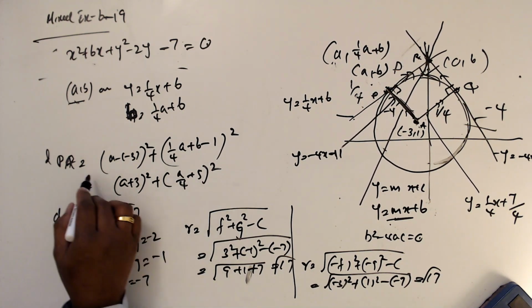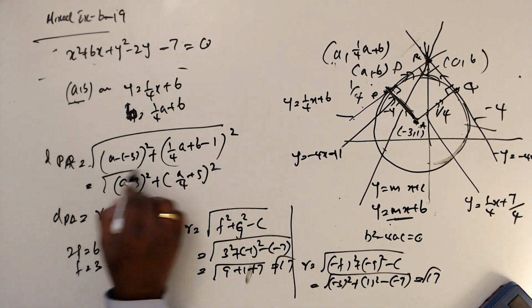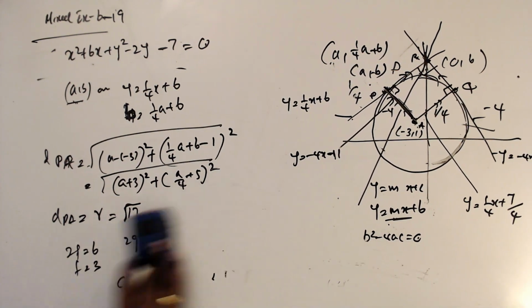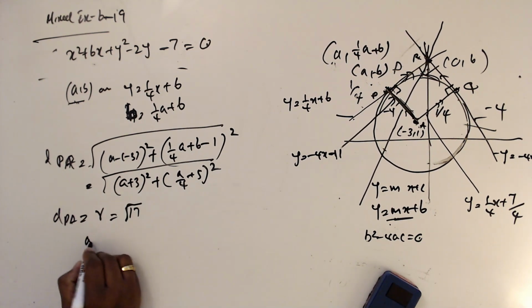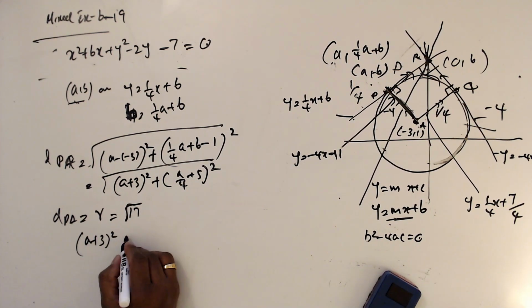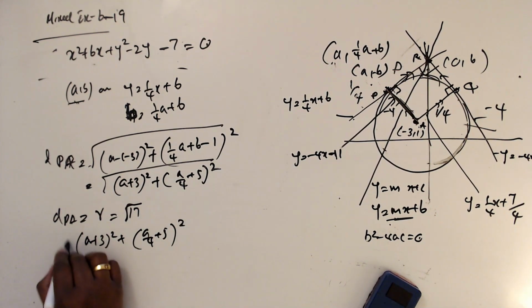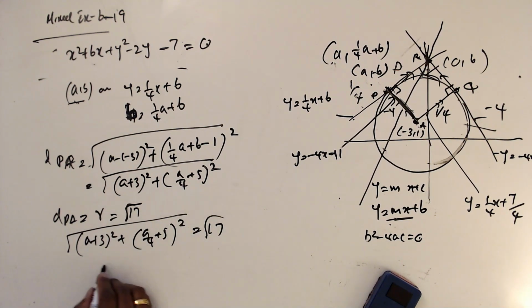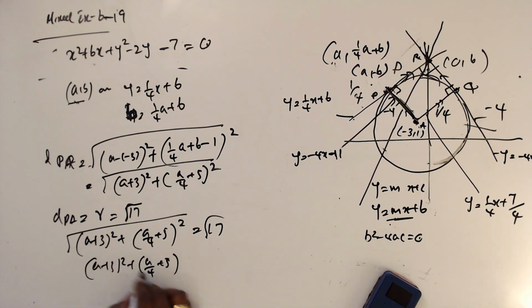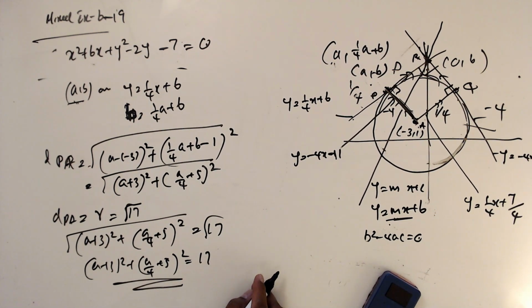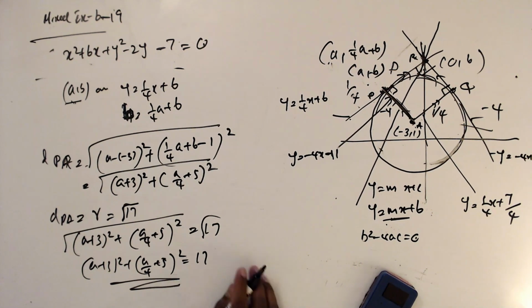So now this is what I put for this, right? The square root of 17. Now (a plus 3) squared plus (a over 4 plus 5) squared, all under the square root, equals the square root of 17. Then (a plus 3) squared plus (a over 4 plus 5) squared equals 17. Now you have to solve this one. When you solve, you will get a equals plus or minus 4.